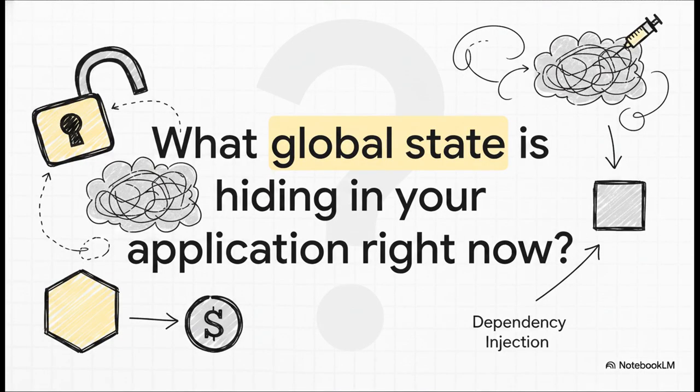So I'll leave you with this question to chew on. Go take a look at your own applications. What global state is hiding in there? Could it maybe benefit from the explicit control of a properly built singleton? Or should it be refactored into a dependency that gets passed in?